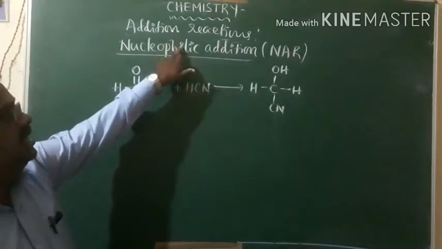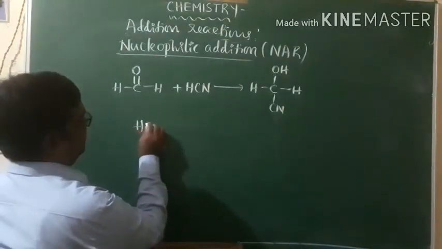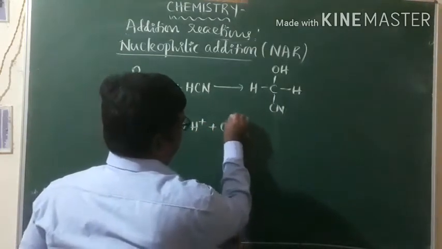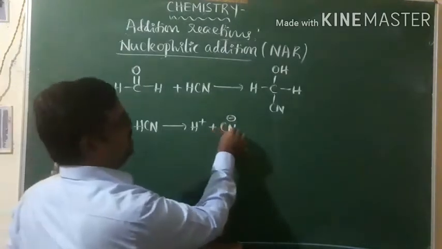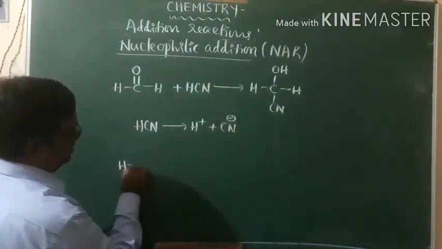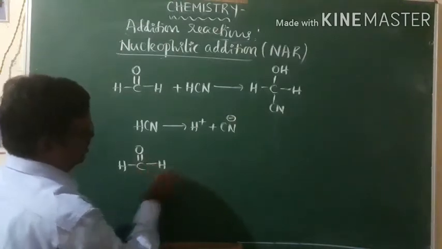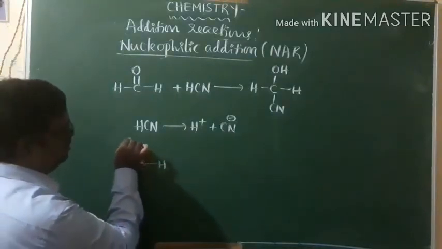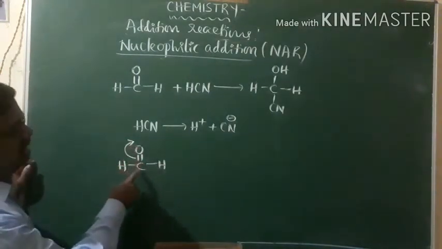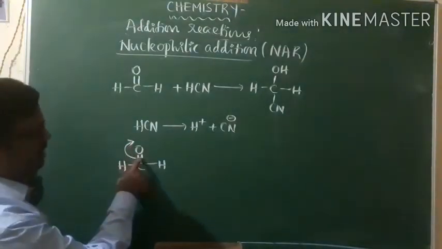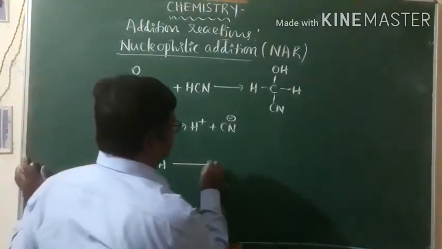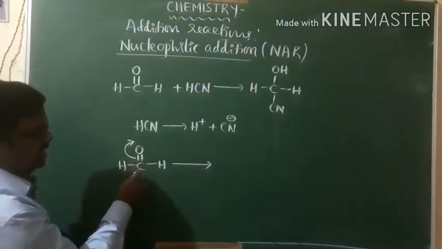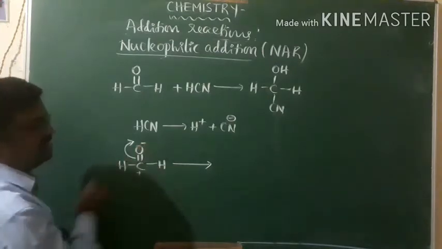And this reaction is initiated by the nucleophile, because in the case of HCN, HCN dissociates to produce H plus and CN minus. You know, CN minus is a nucleophile, right? And in the case of formaldehyde, look at this molecule. You studied different types of electronic displacement. Pi electrons will be shifted over oxygen because oxygen is more electronegative than carbon. So oxygen gets negative charge, carbon gets positive charge. Look, head will get negative charge, tail will get positive charge. So carbon is positively charged, oxygen is negatively charged.